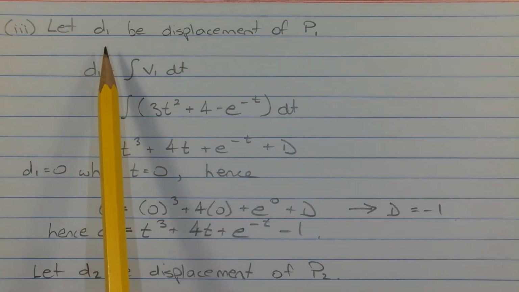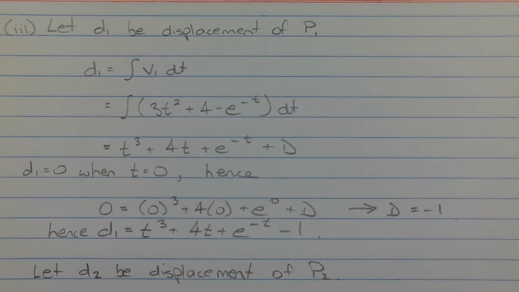So let d1 be the displacement of particle P1. So to get the displacement equation, we integrate the velocity equation with respect to t. So that's the integral of 3t squared plus 4 minus e to the power of negative t dt, which gives us t cubed plus 4t plus e to the power of negative t plus the constant of integration capital D.